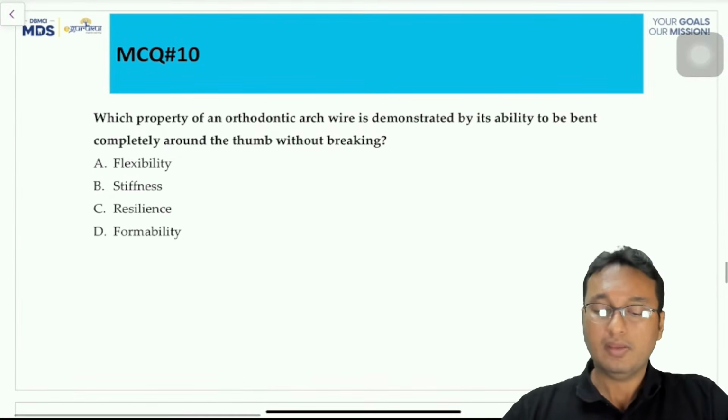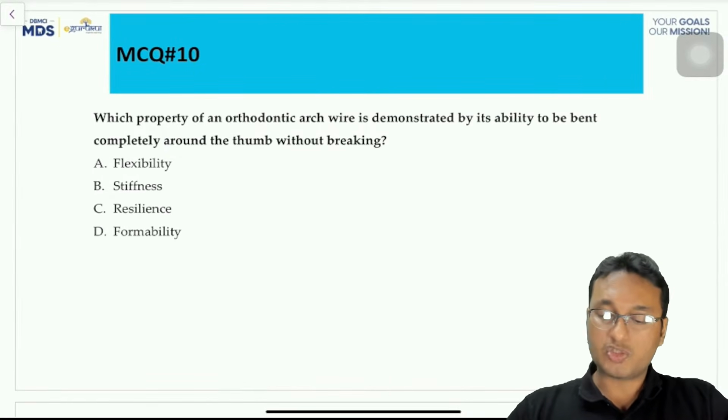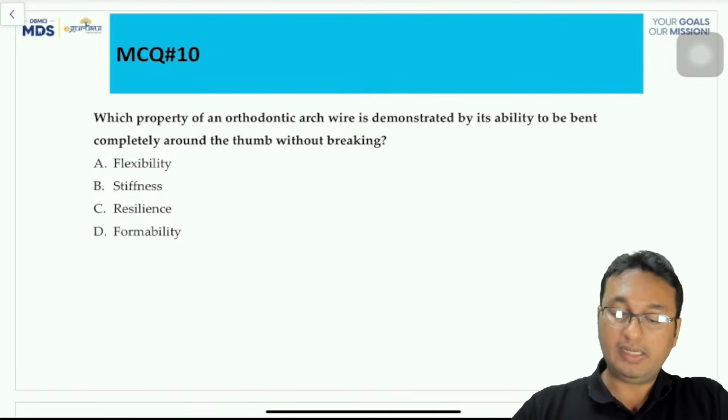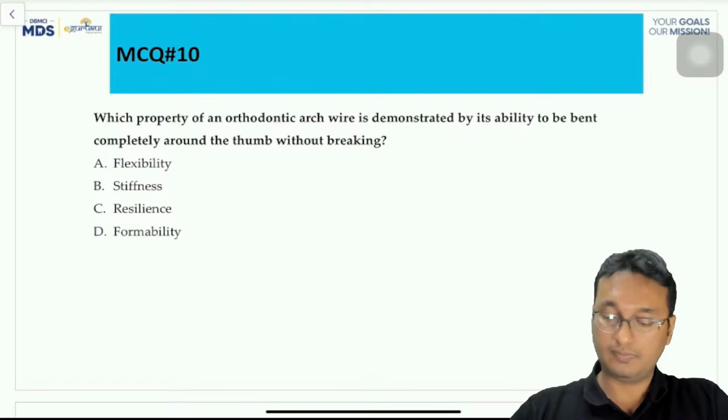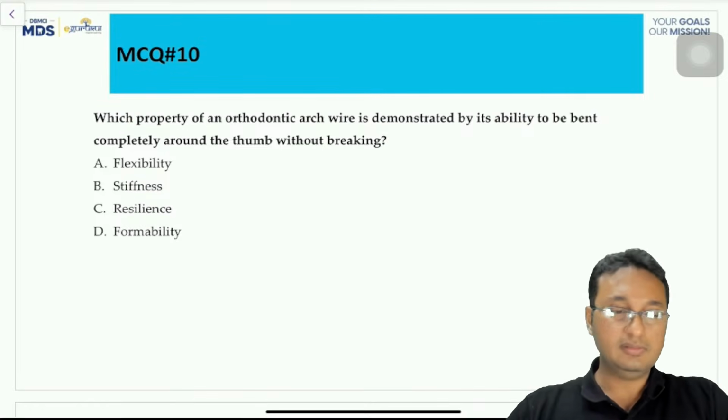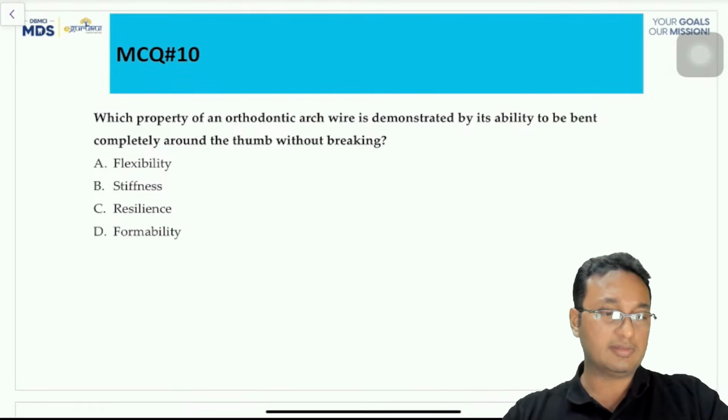Next. Which property of an orthodontic arch wire is demonstrated by its ability to be bent completely around the thumb without breaking? Flexibility, stiffness, resilience, or formability? What should be the answer? Please tell me what should be the answer.